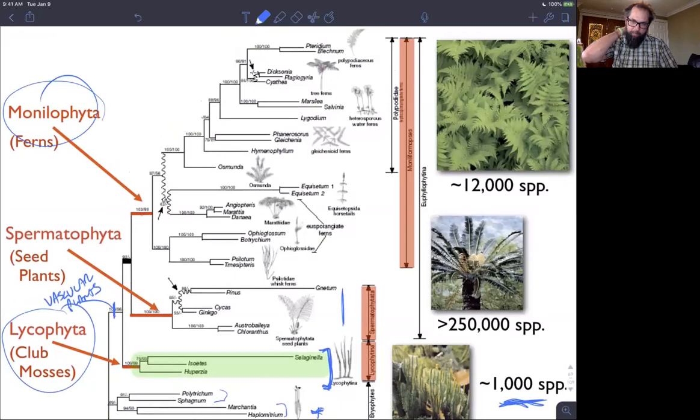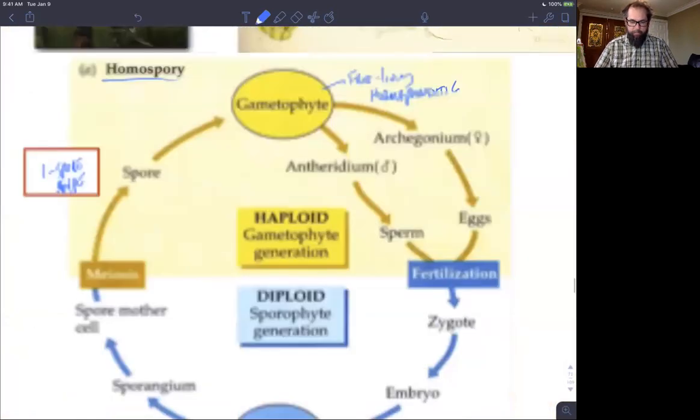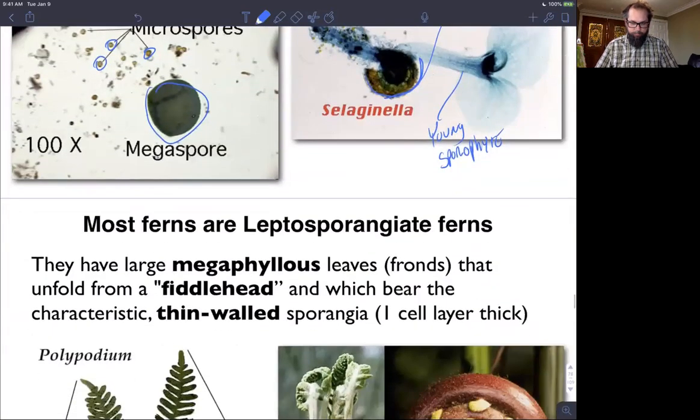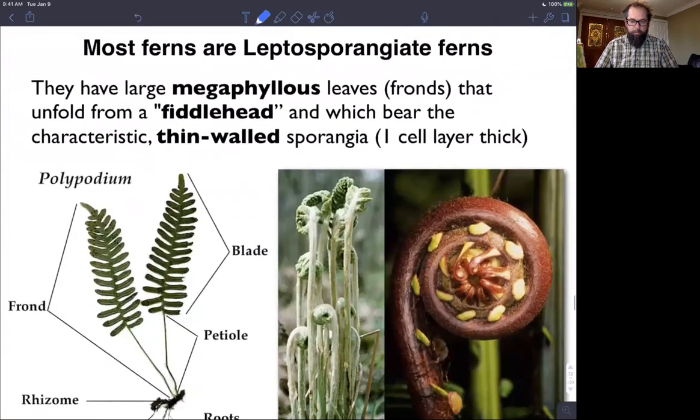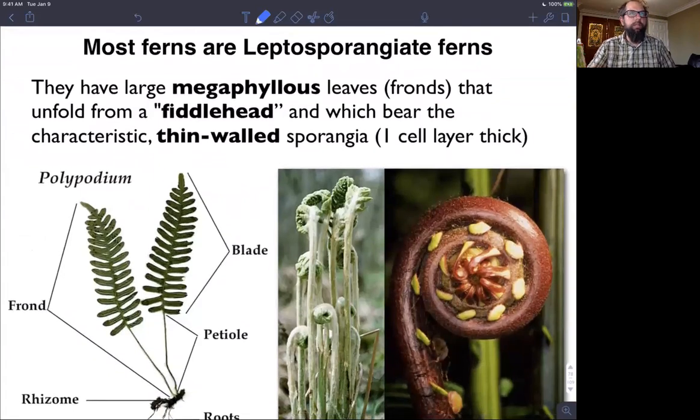And ferns are made up of a couple different groups. I'm not going to spend a ton of time on these, but I want to just talk our way through some of that fern diversity for you. And so most of our ferns are what we call leptosporangiate ferns. These are what you're most familiar with. These are ferns with large megaphyllous leaves, fronds, as we often call them, that unfold from a fiddlehead. So these uncurl. That's called circinate vernation. Really cool words.